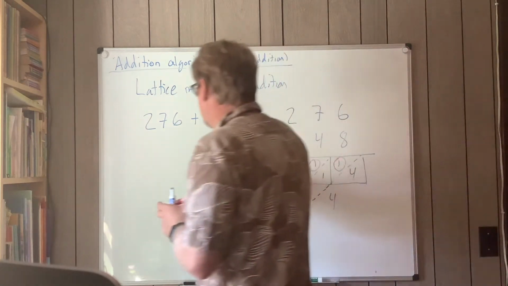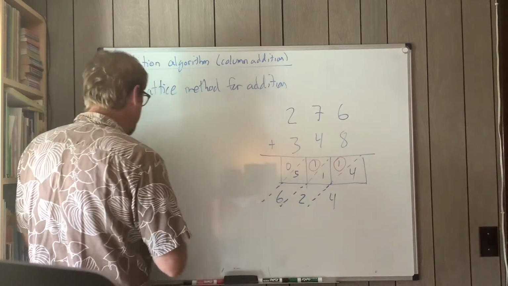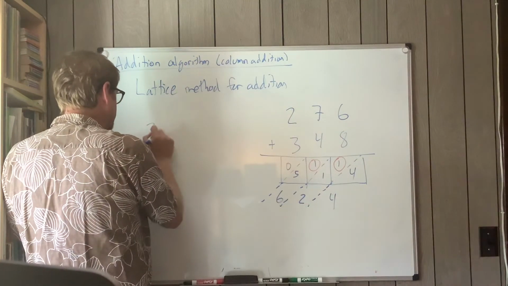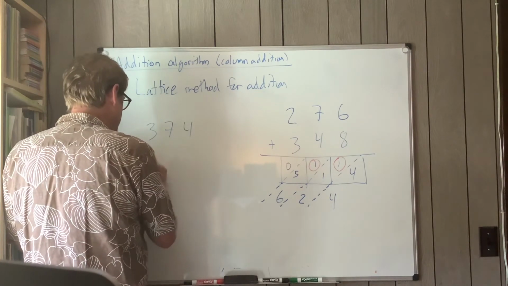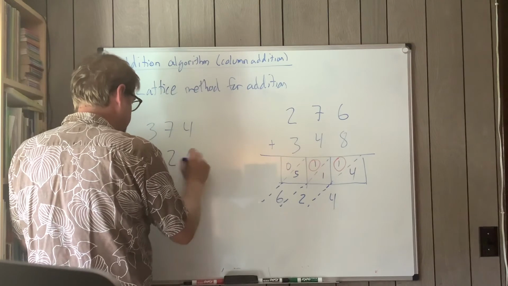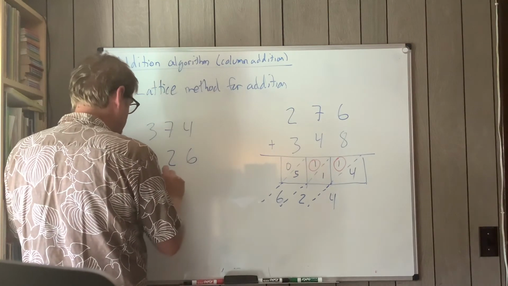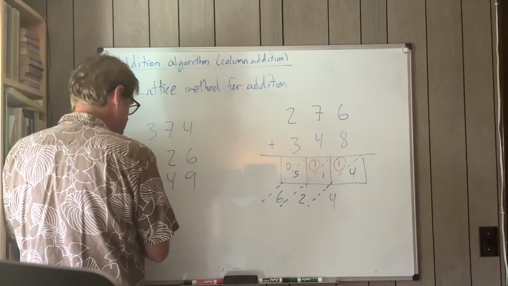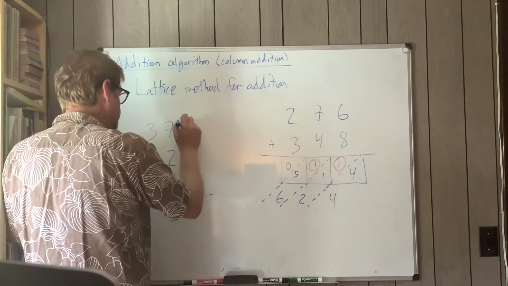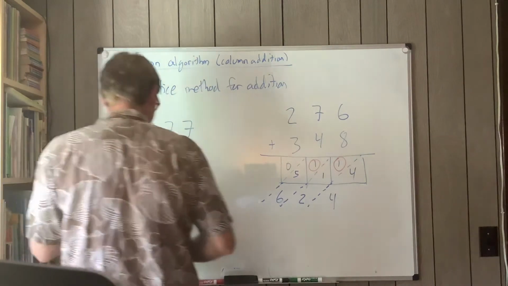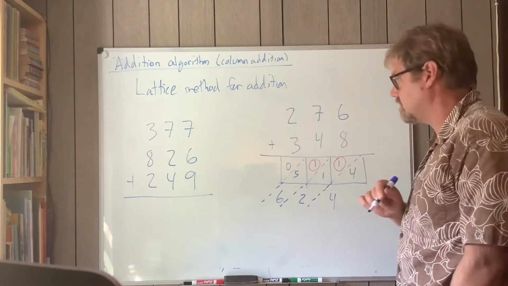Okay, now, one of the cool things about this is, I don't have to do 3-digit numbers, but I can add 374, 826, 249. So, actually, let's make this 377. So I'm going to do 3 numbers now, and you can keep going as well.